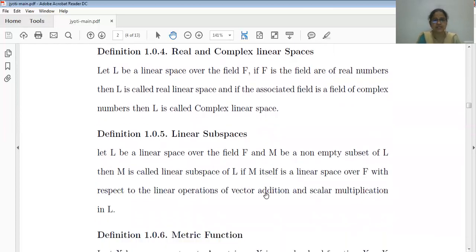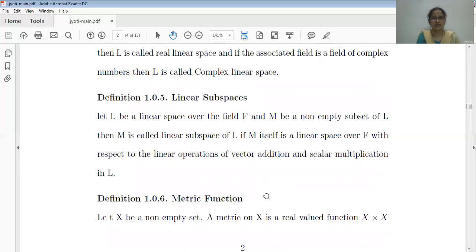Next definition is linear subspace. Let L be a linear space over the field F, capital M be a non-empty subset of L, then M is called a linear subspace of L if M itself is a linear space over F with respect to the linear operations of vector addition and scalar multiplication. That is, M should be a subset of a linear space and itself a vector space or a linear space.